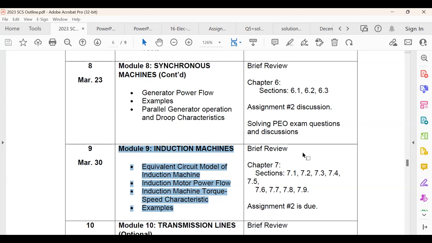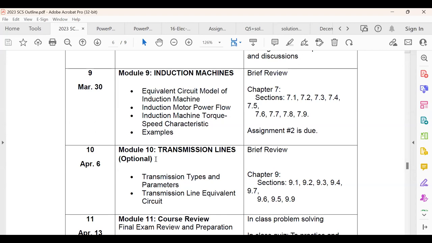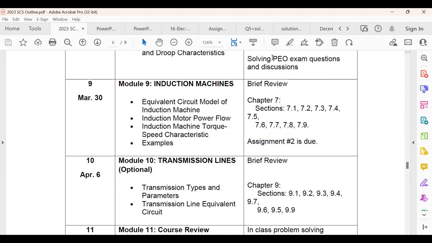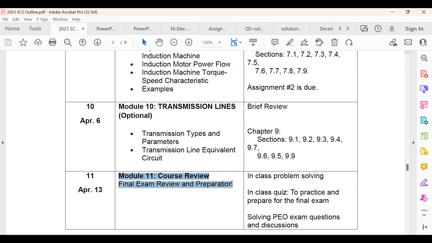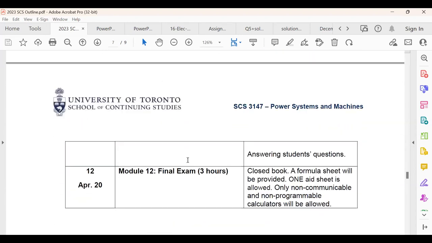Next time is the induction machines, and this is the last one in our PE exam. The last one is optional, the transmission lines, and we are going to do it maybe not as a big presentation, maybe 1 hour, and we are going to use the 2 hours in solving some of the PE exam and knowledge problems or questions. The last session, module 11, is the course review, and after that it's the final exam.